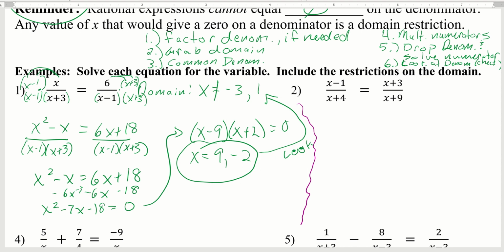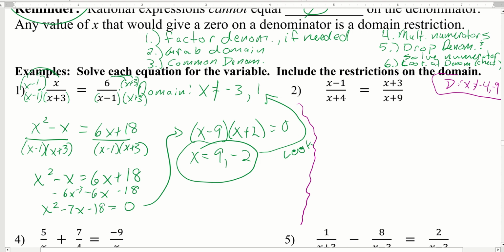So number 1, factor if needed. Nice, I don't need a factor. Number 2, grab your domain. I'm going to put it over here. So my domain restrictions is if I solve the denominator there, that would be negative 4. And then on the right-hand side, I get negative 9. Okay, so those are my domain restrictions. Those are the values I cannot have.